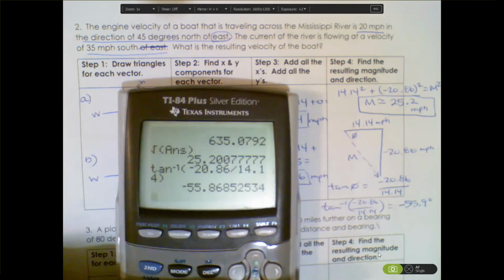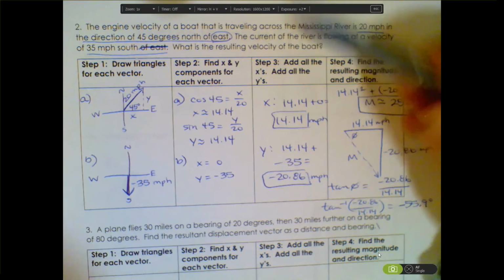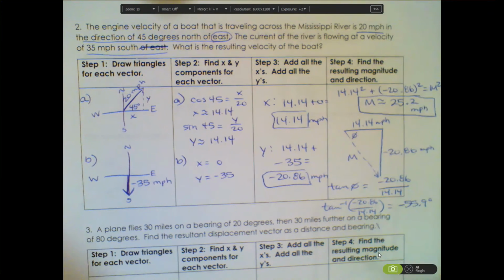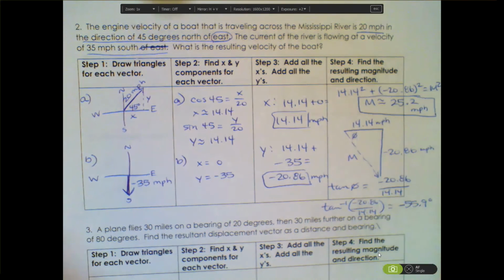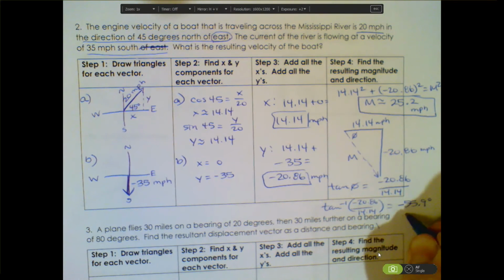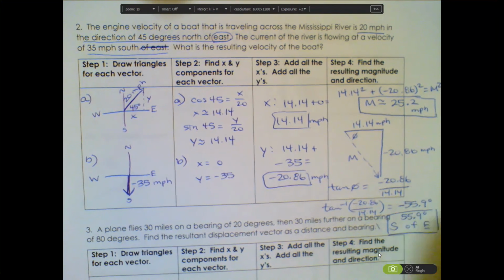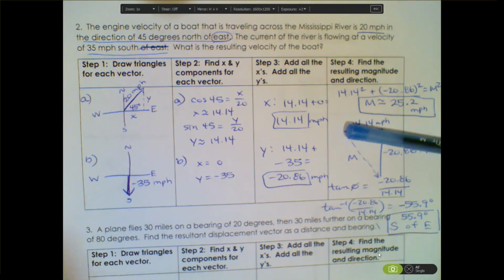Okay, because my problem started with this funky 45 degrees north of east, let's see if we can get this angle measure in that notation as well. So basically, if we are headed in the east direction, we're going to rotate towards the south 55.9 degrees. So we could say 55.9 degrees south of east. And that's what that really means. If I were heading east and then I move south 55.9 degrees. So my magnitude is 25.2 miles per hour in a direction of 55.9 degrees south of east.